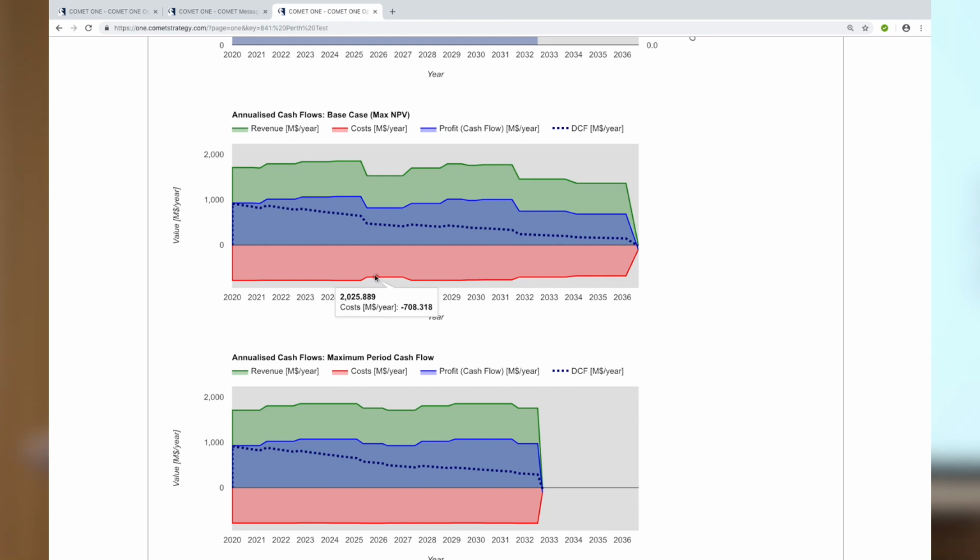It's kind of like the opposite case to the reserve cash flow from before. You had more reserves, but because it was spread out over so long, that's why we lost the value. So let's have a look at maximising the life.